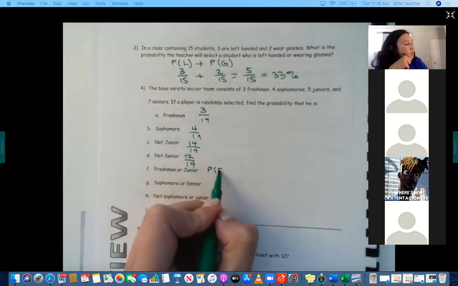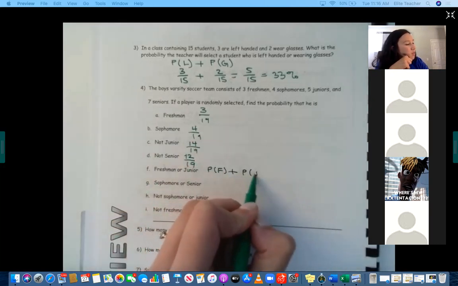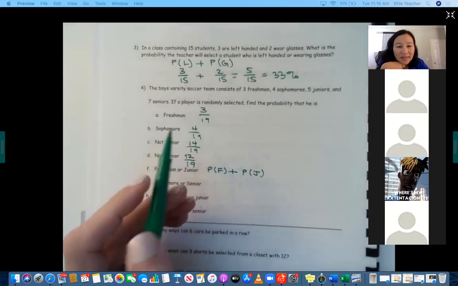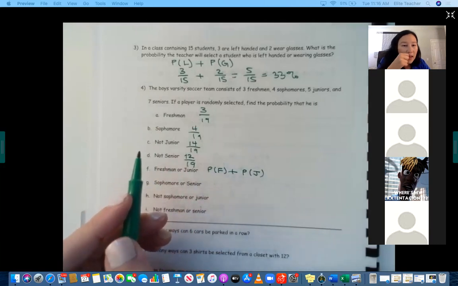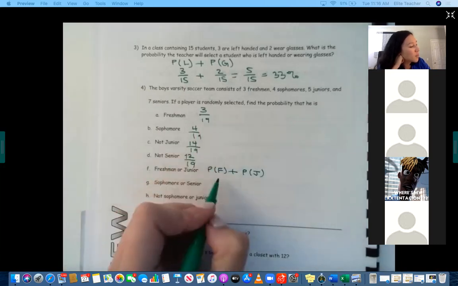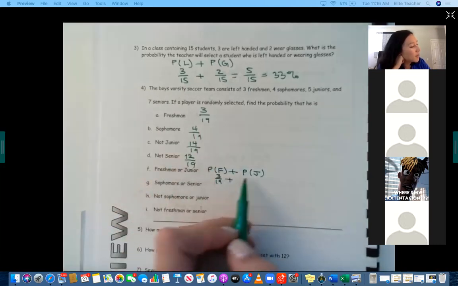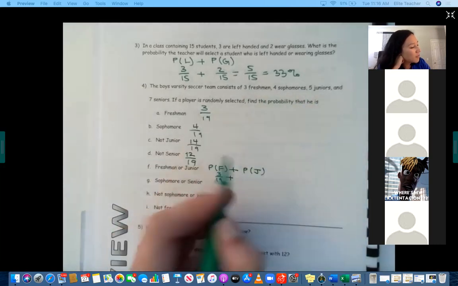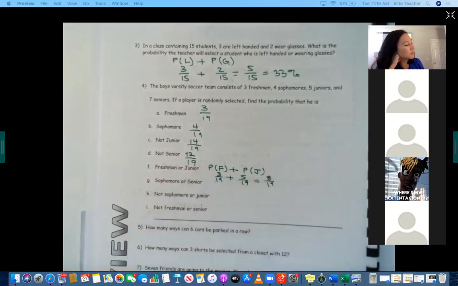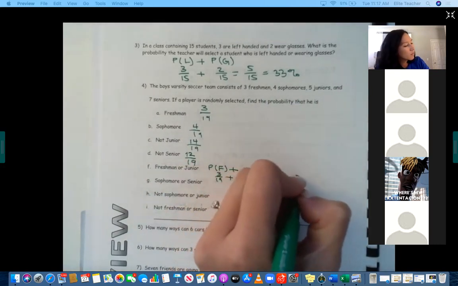So we have to add those, the probability that they are a freshman plus the probability that they are a junior. Isn't it 8 out of 19? Possibly, you're too fast for me. Yeah, so freshman would be 3 out of 19. And then the probability that they were a junior was 5 out of 19. And so yes, 8 out of 19. And 8 out of 19 is a 42% chance.